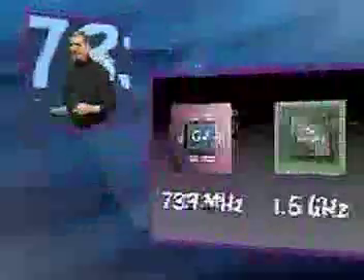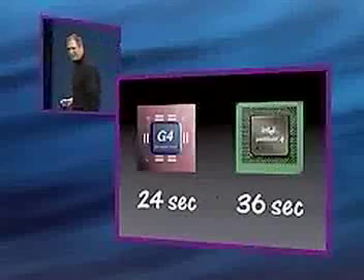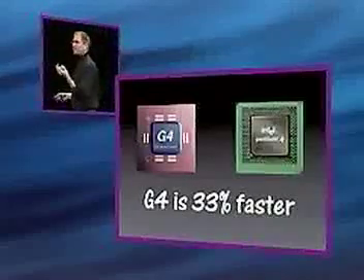We've got half a dozen of these things we can show you if we want, but every time we run them, the 733 toasts the gigahertz and a half Pentium. 24 seconds in this case for the G4 versus 36 seconds for the Pentium running at a gigahertz and a half. The G4 is 33% faster.